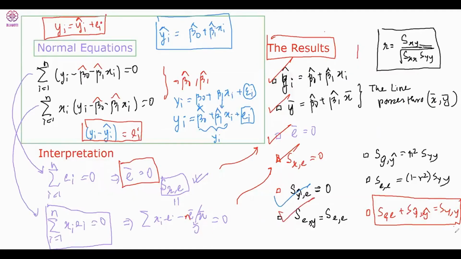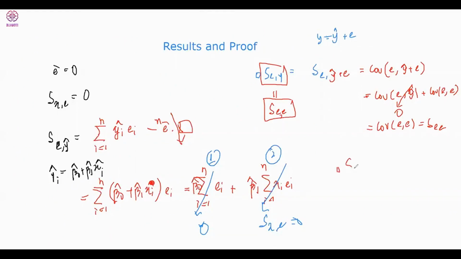Now comes the third result: S of y hat is equal to 1 minus r square times S of yy, and S of ee is r square times S of yy. I will not explain the proof of this, but I will explain the geometrical idea behind why it is true. We will see in the next video that r square is less than or equal to 1 and greater than or equal to 0.